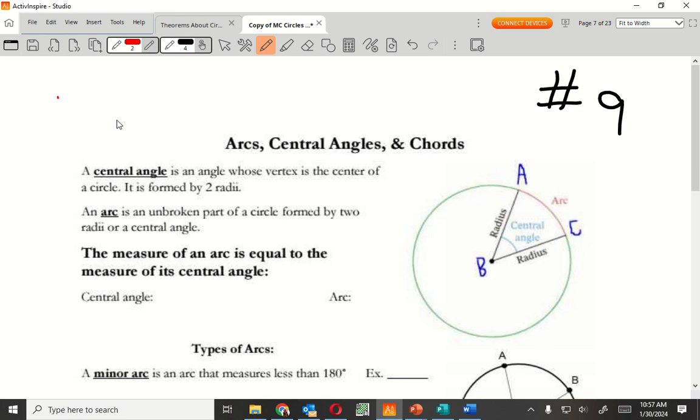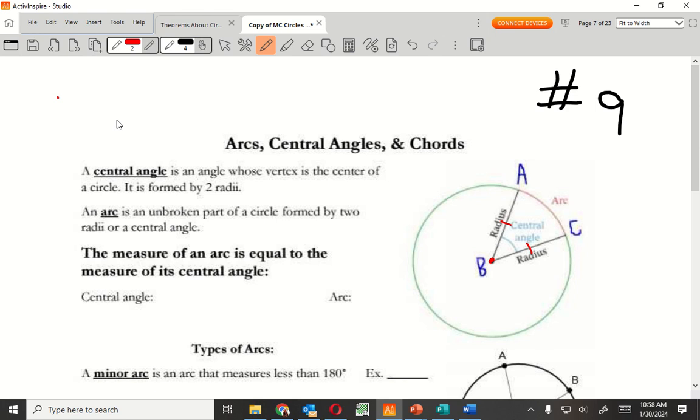So arcs, central angles, and chords. A central angle is an angle whose vertex, that means where the two lines come together, is right there at the center of the circle, formed by two radii. Now, if we remember, the measure of BC is going to be the same as the measure of BA. All radii in a circle have the same measure.